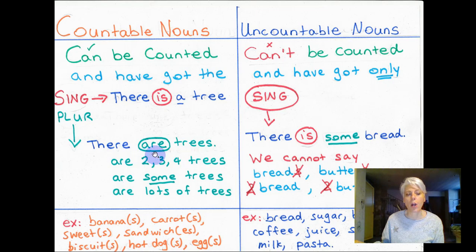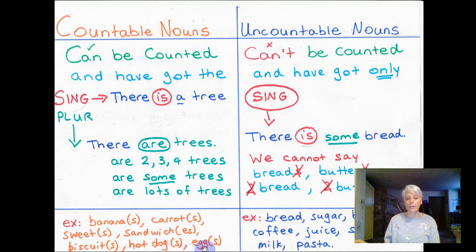We can say there are trees, there are 2, 3, 4 trees, there are some trees, there are lots of trees. Some countable nouns are banana, which in plural becomes bananas. Carrot, carrots. Sweet, sweets. Sandwich, sandwiches. Biscuit, biscuits. Hot dog, hot dogs.